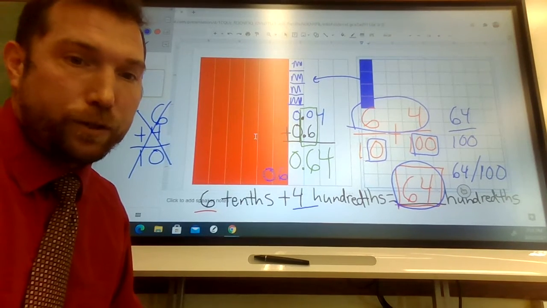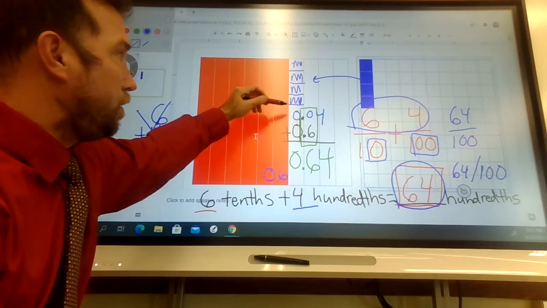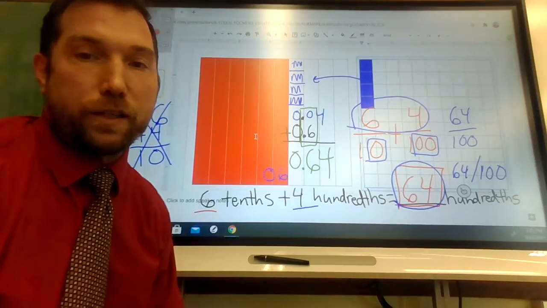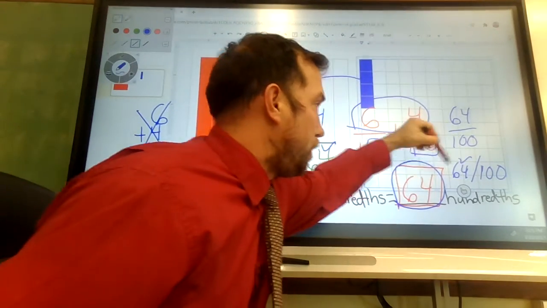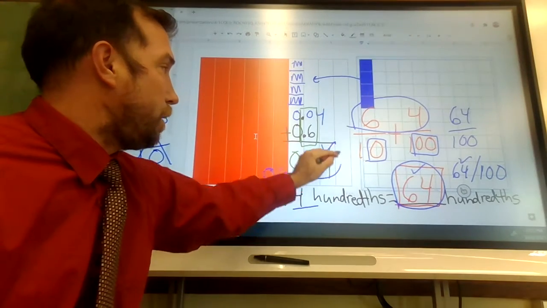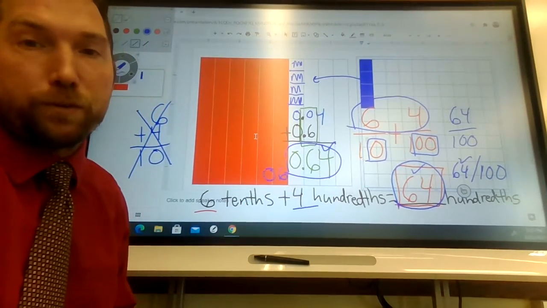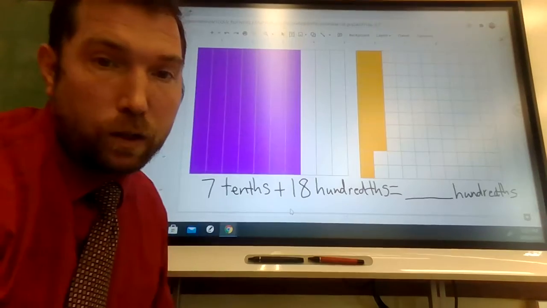Then I'll show you a couple different examples. Here's our 60, and there's our 64, either in decimal form, in fraction form, or just 64. Most of the end of the assignment wants it in decimal form, and it will say that in the directions. And I'll show you some trickier ones in a minute.